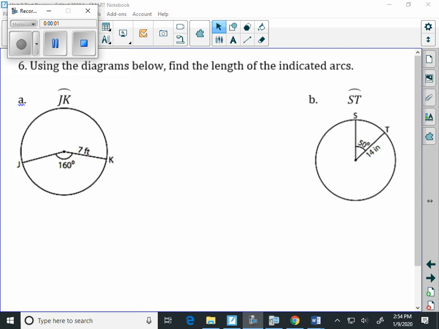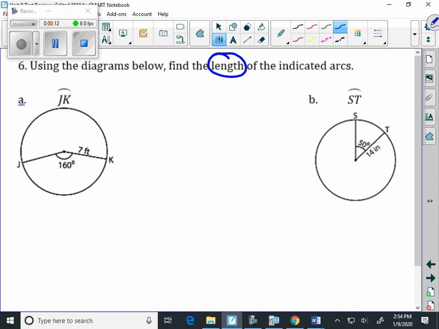Using the diagrams below, find the length of the indicated arcs. We want to find JK, and we're finding the length of the arc. So I want to circle that. And when we find the length of that arc, we're going to be using a proportion. And I'm going to call the length of the arc JK x.